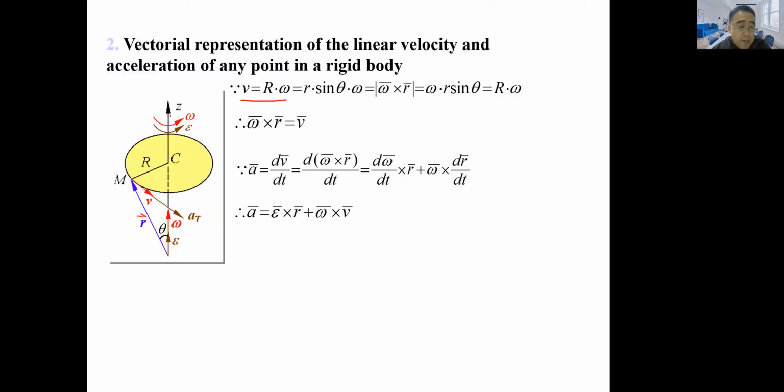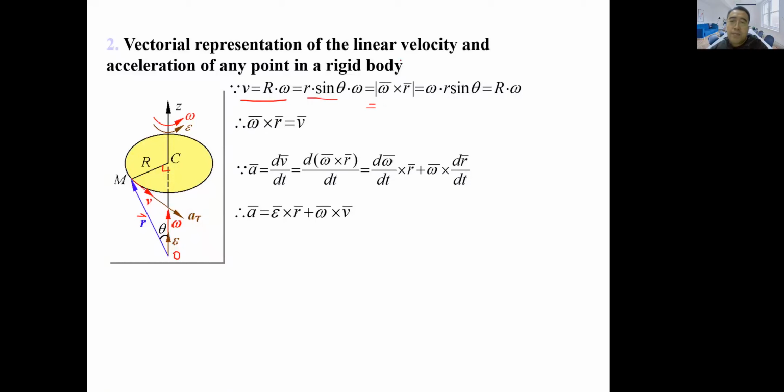Because this axis Z is perpendicular to this plane, it is perpendicular to any line on the plane. So this CM, maybe this O, will be a right triangle, right? So R omega can be rewritten using R, because this is a right triangle. R times sine theta will equal R, right? And then it is this.